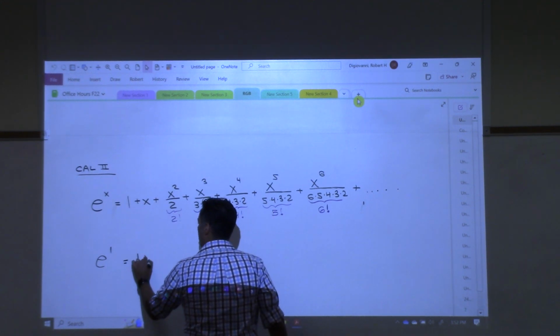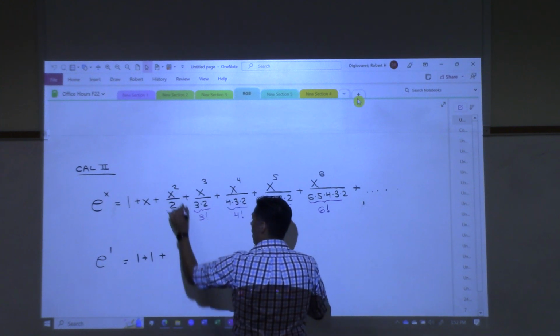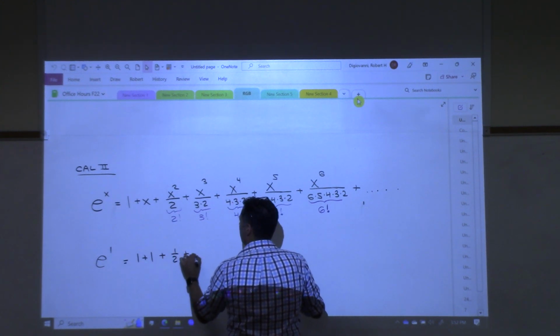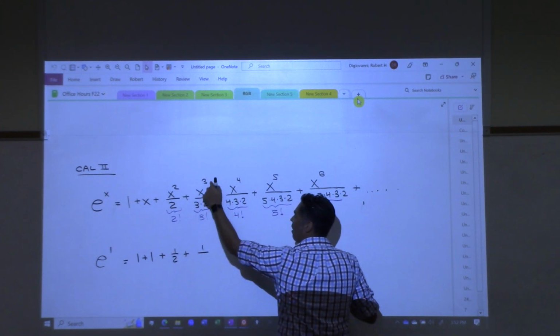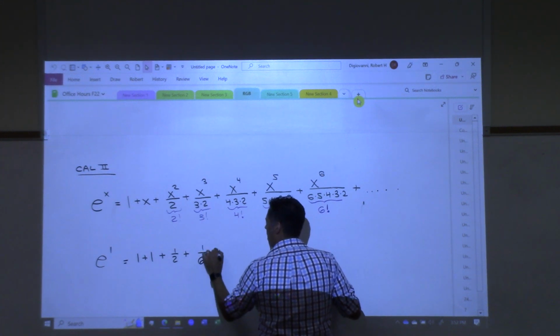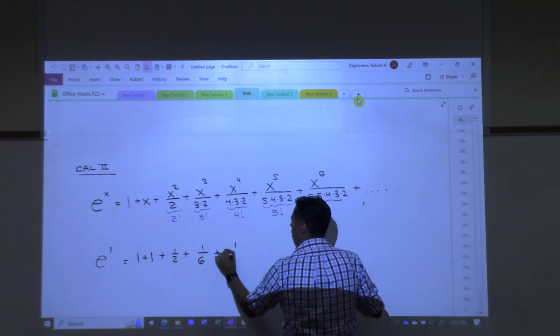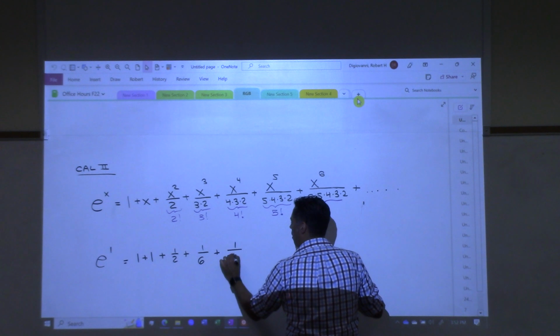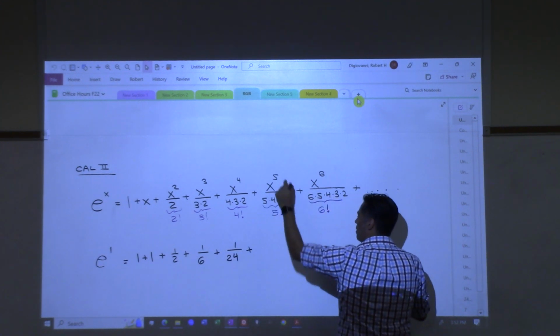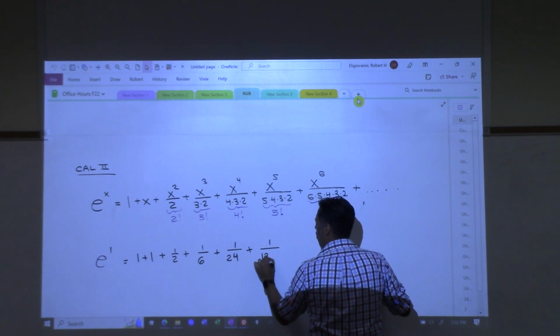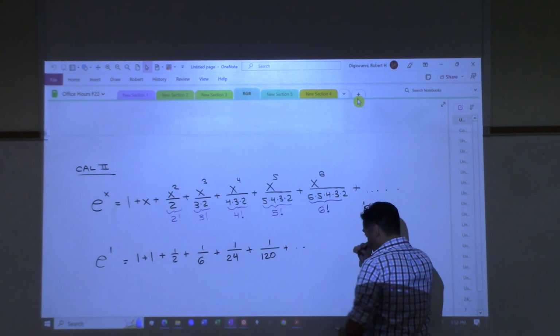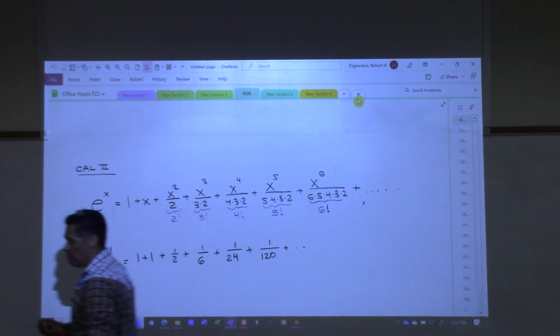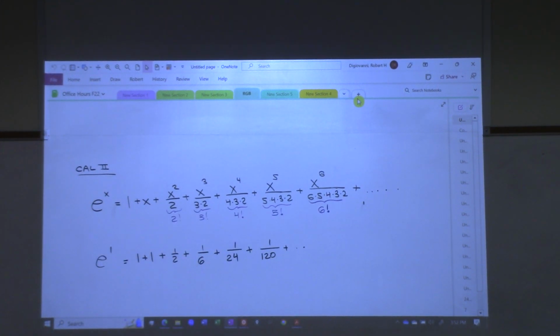This should be 1 plus 1 plus 1/2, plus this one is 1 cubed is 1 over 3 times 2 is 6, plus the next one is 1 over, that's 24, and then plus the next one, 1 to the 5th is 1, and then that's 120, and I think I'll stop there. So on your calculator, I'm going to do it on mine as well. Do 1 plus 1 plus 1/2 plus a 6th plus a 24th plus 1 over 120.